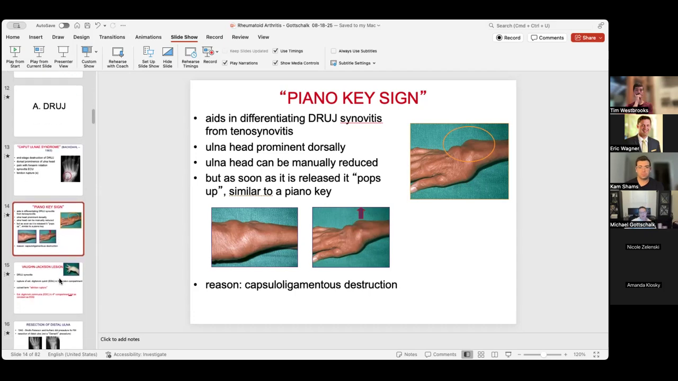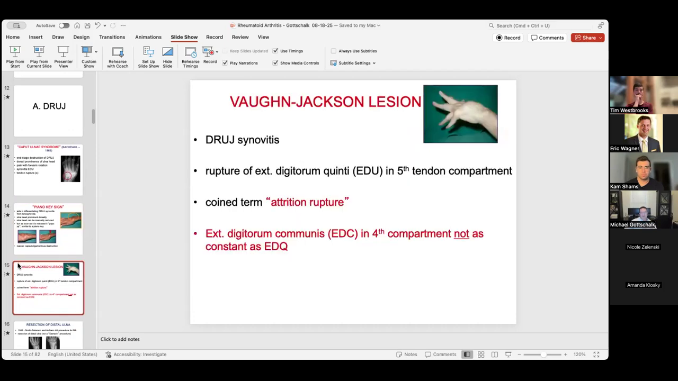Well, once you have caput ulnae, where essentially the DRUJ is riding dorsally, you can then get something called Vaughn-Jackson lesion or syndrome, which is essentially where you have the DRUJ synovitis, which leads to the rupture of the extensor digiti quinti in the fifth tendon compartment. And this is like an attritional rupture. And part of the reason why this is an issue is that if their EDQ goes, some patients will not have an EDC to the fourth because that's a common variant not to have. And so it's not as constant. The EDC to the fourth is not as constant as having an EDQ.